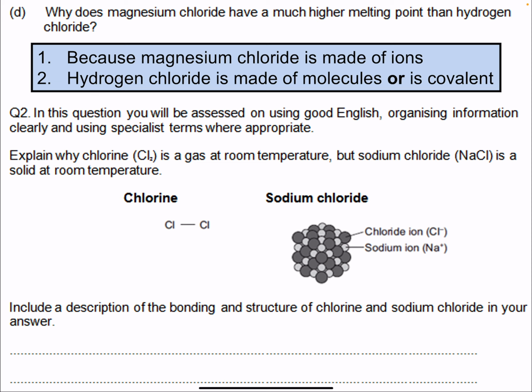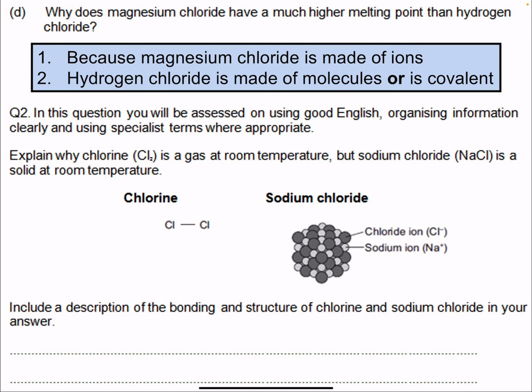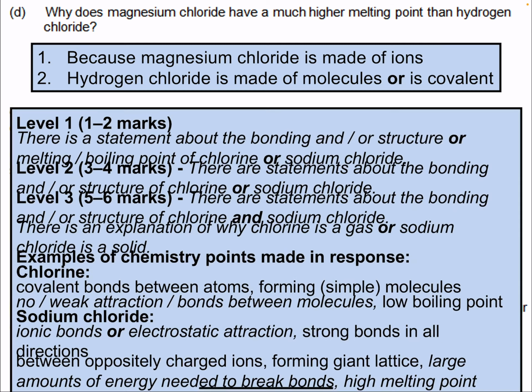There's your 2 marks. Why does magnesium chloride have a higher melting point than hydrogen chloride? Because magnesium chloride is made of ions. Hydrogen chloride is made of molecules, or is covalent. And moving on, next one. So this one, question 2, it's worth quite a few marks. And it does say include a description of bonding and structure of chlorine and sodium chloride in your answer. And this is what the examiners are looking for.